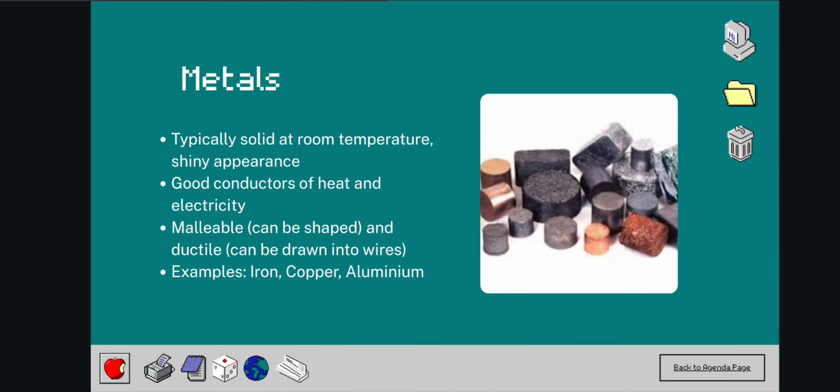Next, metals. Metals are typically solid at room temperature. They show a shiny appearance. They are good conductors of heat and electricity. They are malleable, can be shaped, and ductile, can be drawn into wires. Examples: iron, copper, and aluminium.